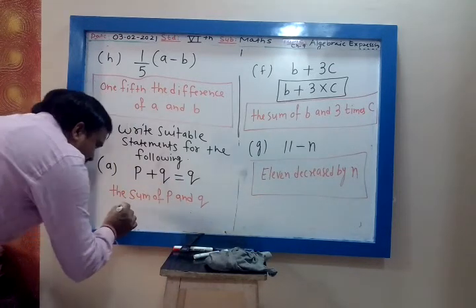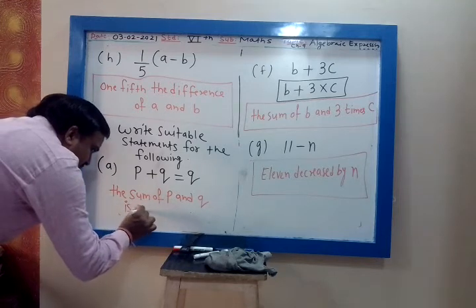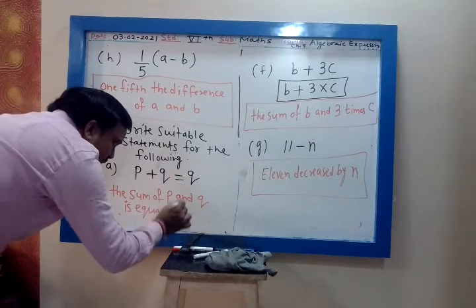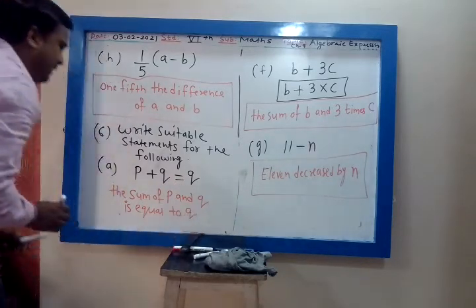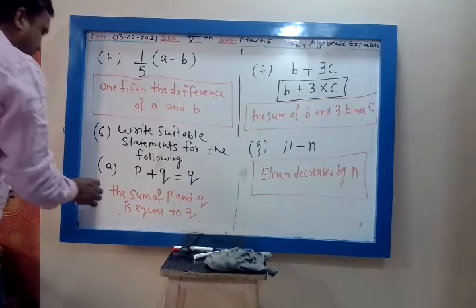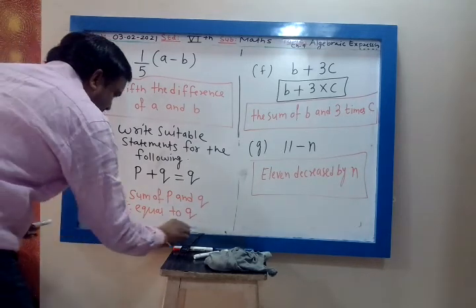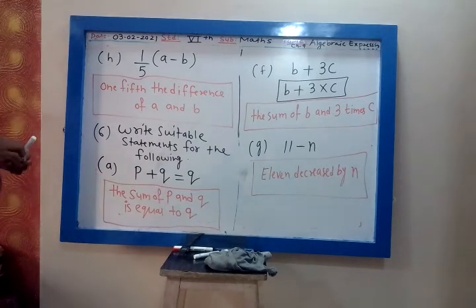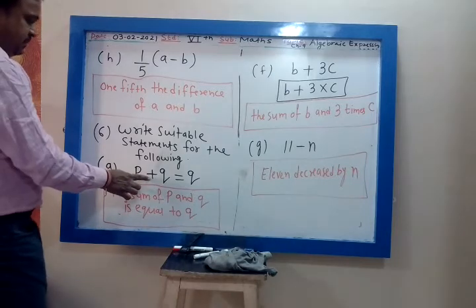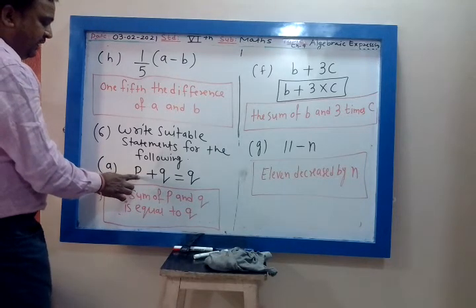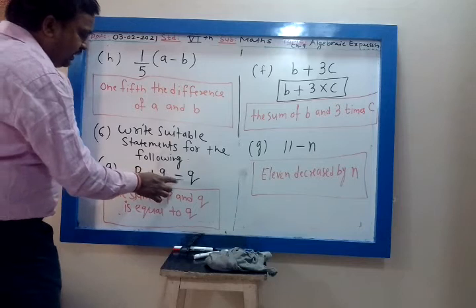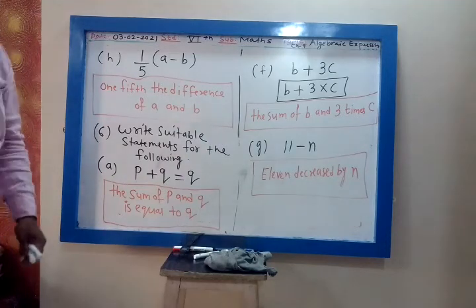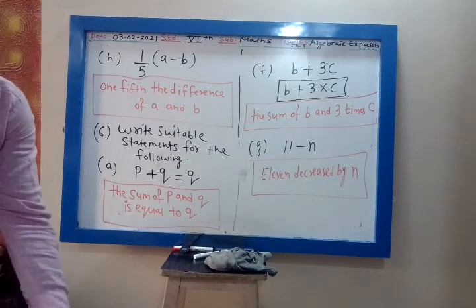Equality means is equal to q. The sum of p and q is equal to q. So this is the statement. The sum of p and q is equal to q.